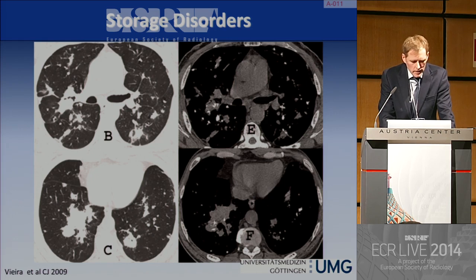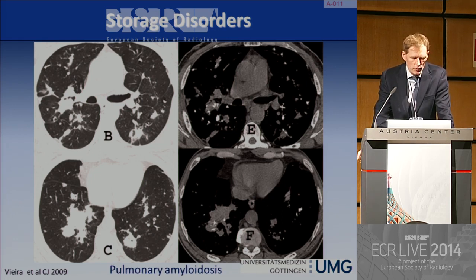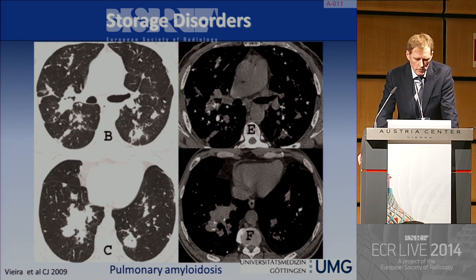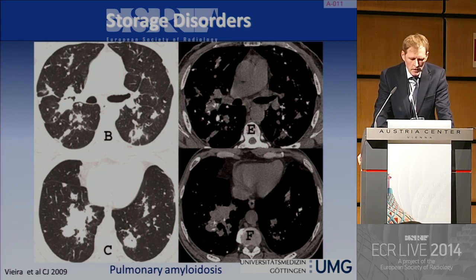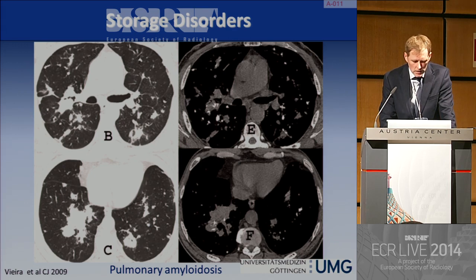More difficult is the diagnosis of pulmonary amyloidosis, especially when this is a primary pulmonary amyloidosis not associated with other organ manifestations. In the majority of patients, this is the case, but in the minority of patients, you can have additional organs affected. You see here many coalescent masses and pulmonary nodules that are in part calcified.